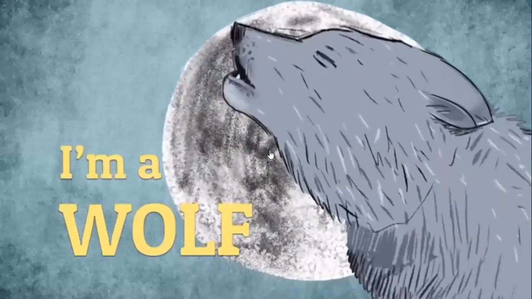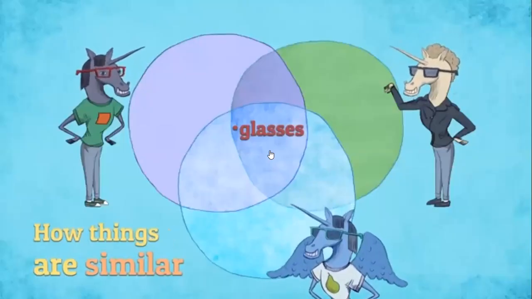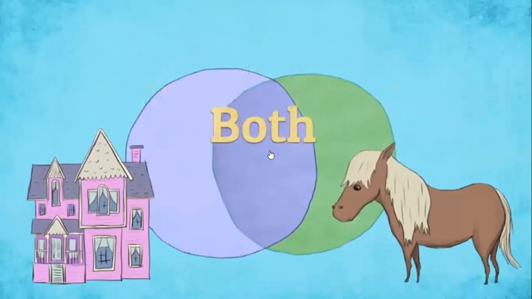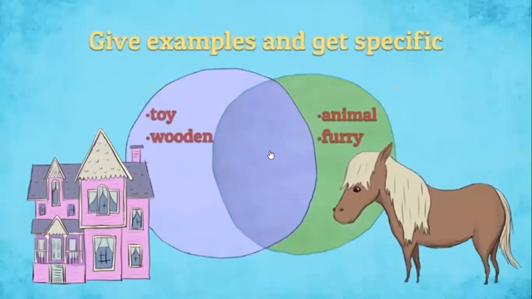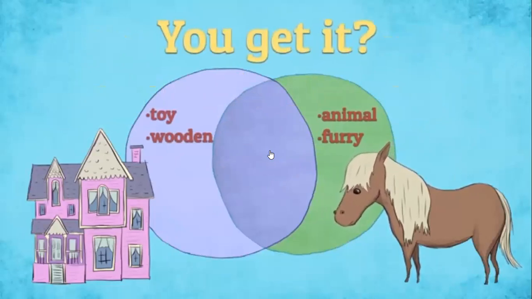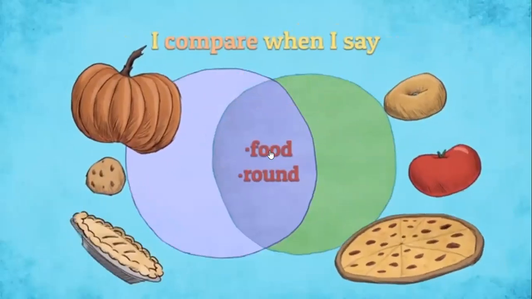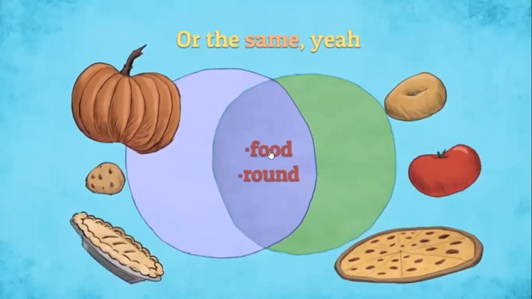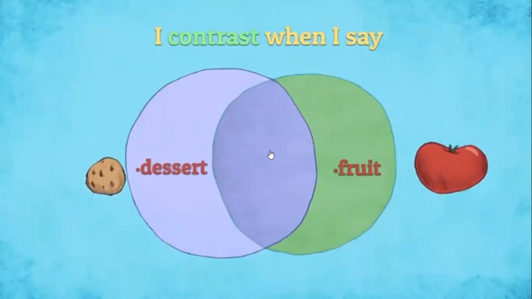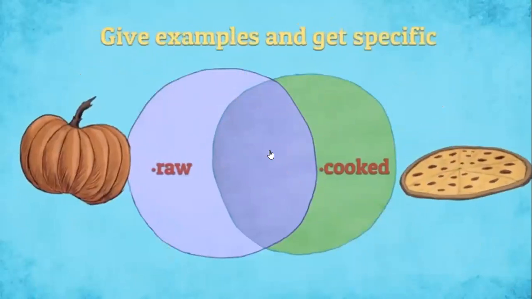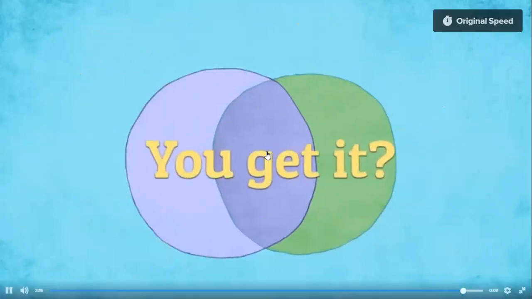I'm a wolf. I compare when I say how things are similar, like doll houses and ponies, both miniature. I contrast when I say how things are different, give examples and get specific. You get it?